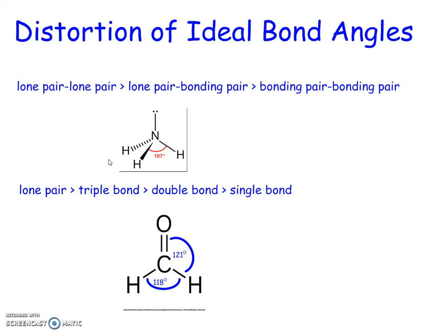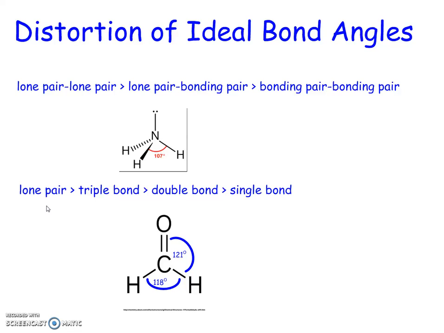So when I look at ammonia, if we remember, the ideal bonding angle for the tetrahedral is 109.5. But the lone pair on the nitrogen repels these bonding pairs more than the bonding pairs repel each other. So that means the angle between the lone pair and the bonding pair will be a little bit bigger than expected, which makes the angles between the bonding pairs and the hydrogen atoms a little bit smaller, and it's actually only 107 degrees instead of 109.5.